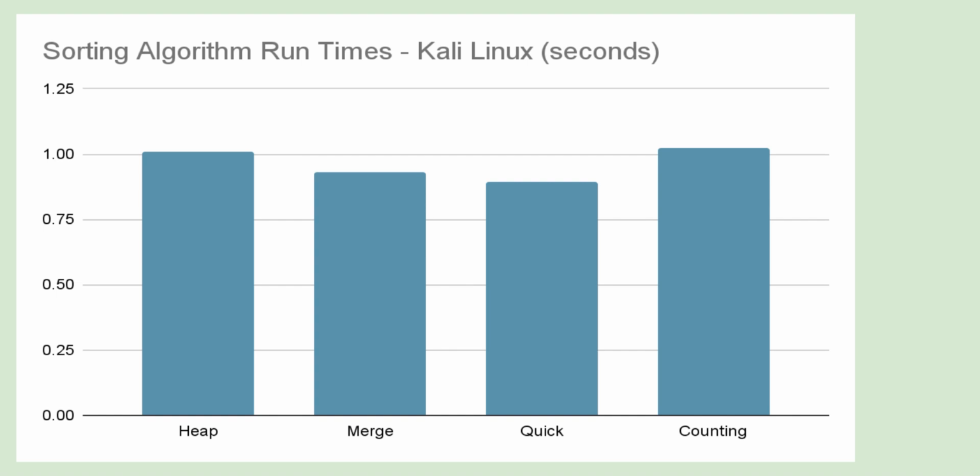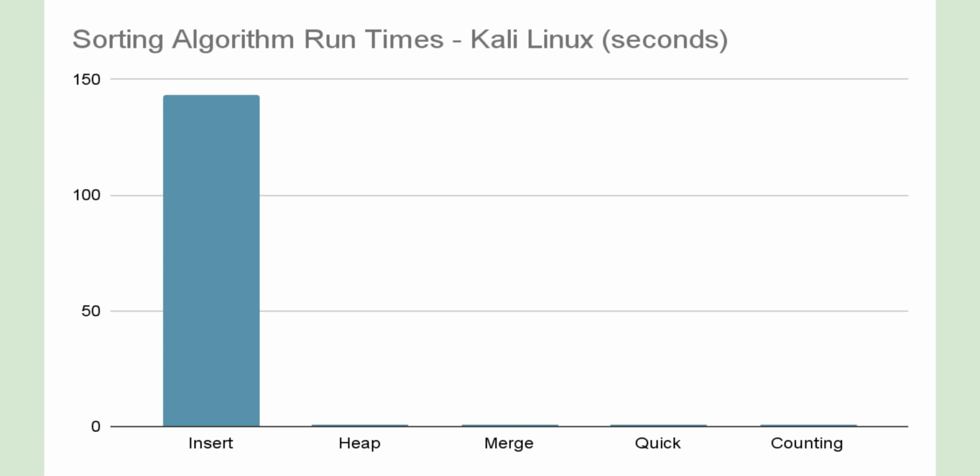So this is without insertion sort, just so you can see a visual comparison, showing that quicksort was the fastest out of all of them here. And this is with insertion sort. So again, insertion sort is going to be the slowest out of all of those with the data set that we've been given, at least on Linux.